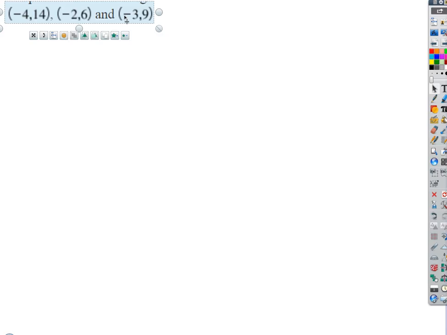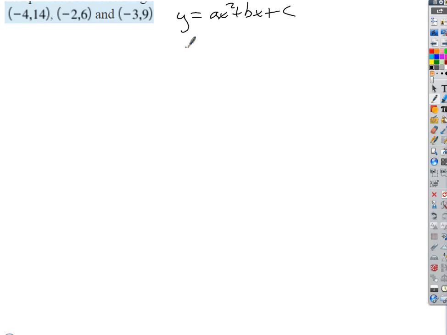So what does this really mean then? It gives us some solutions to the function y equals ax squared plus bx plus c, right? Really what we're going to do is plug in values of x and y and get 3 separate equations in the unknowns a, b, and c. So I'm going to migrate the y over to the other side and write this as ax squared plus bx plus c equals y.